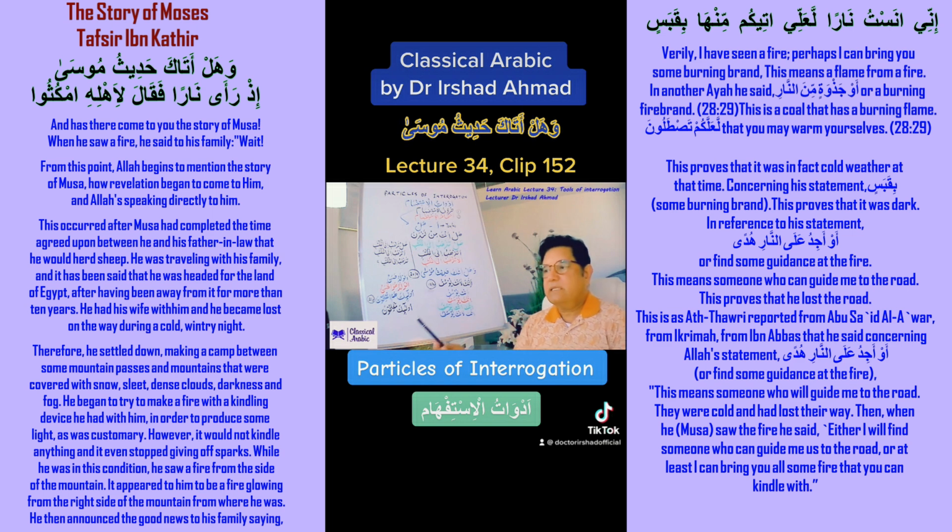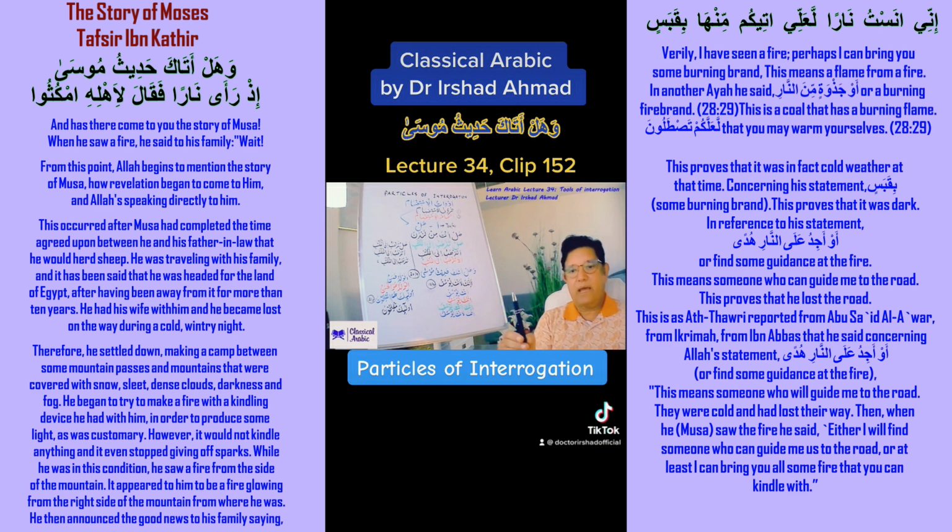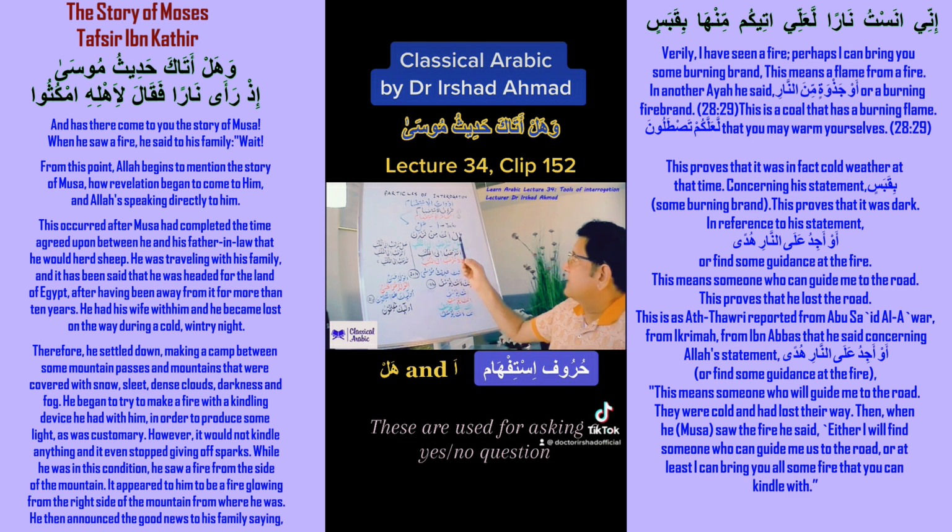For example, if I say, is this a pen? The answer will be yes. If I say, is this a pencil? The answer will be no. If I say, what is this? The answer cannot be yes or no. Although the first type of answers may also be elaborated by saying, yes, this is a pen, no, this is not a pen, but usually yes and no suffices. So here I have certain examples.